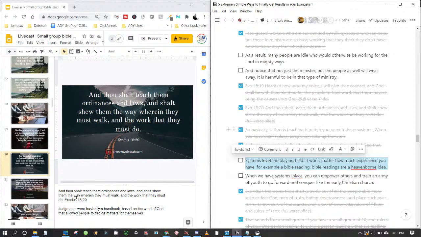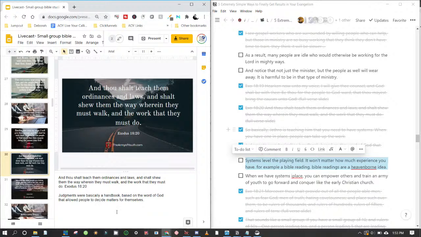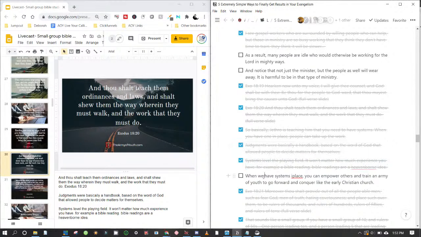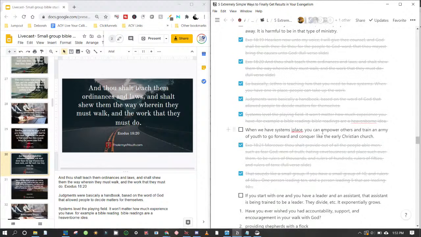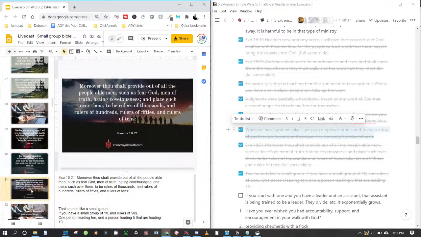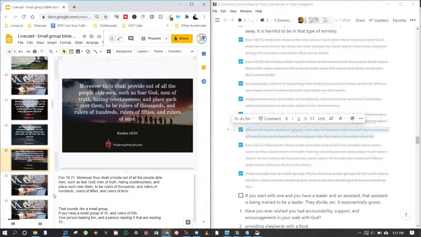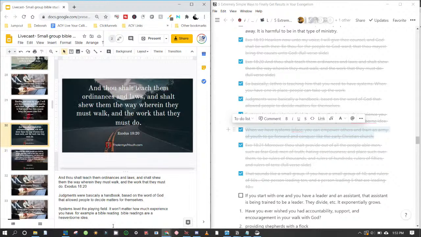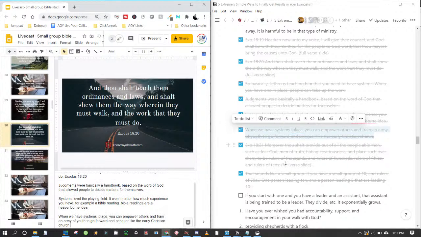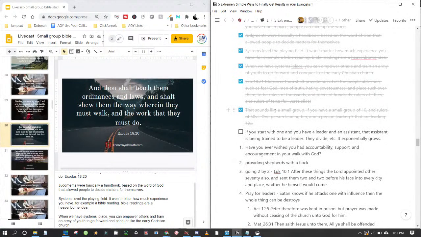I don't know if people will understand what a Bible reading is, but some will, some won't. We could put that in there. And when we have systems in place, you can empower others, train an army of youth to go forth conquering, just like the New Testament church. Cool. That's all still about systems. All this is about systems. So we got that. And then that sounds like a small group.